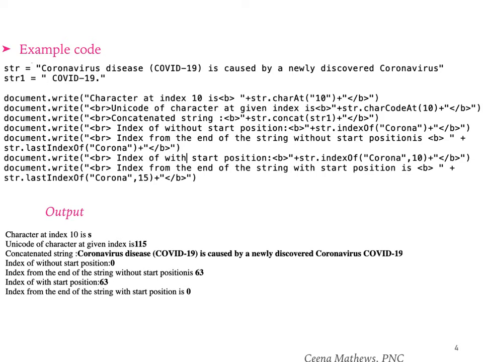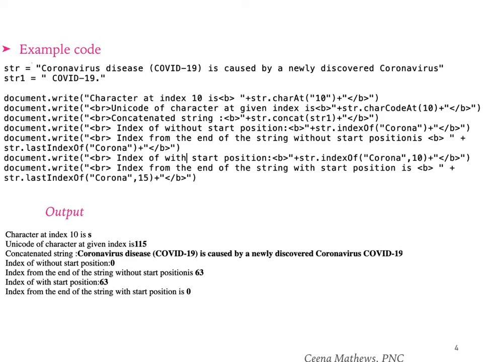That is, we have to start the counting from 0 onwards. Capital C here represents index 0, and in the word virus, the s represents the index 10. So that will be printed in the output. You can see in the output the index 10 is printed as s. For giving the index, even if you give the index within quotes, it will take it as a number. Without quotes also you can give the index.